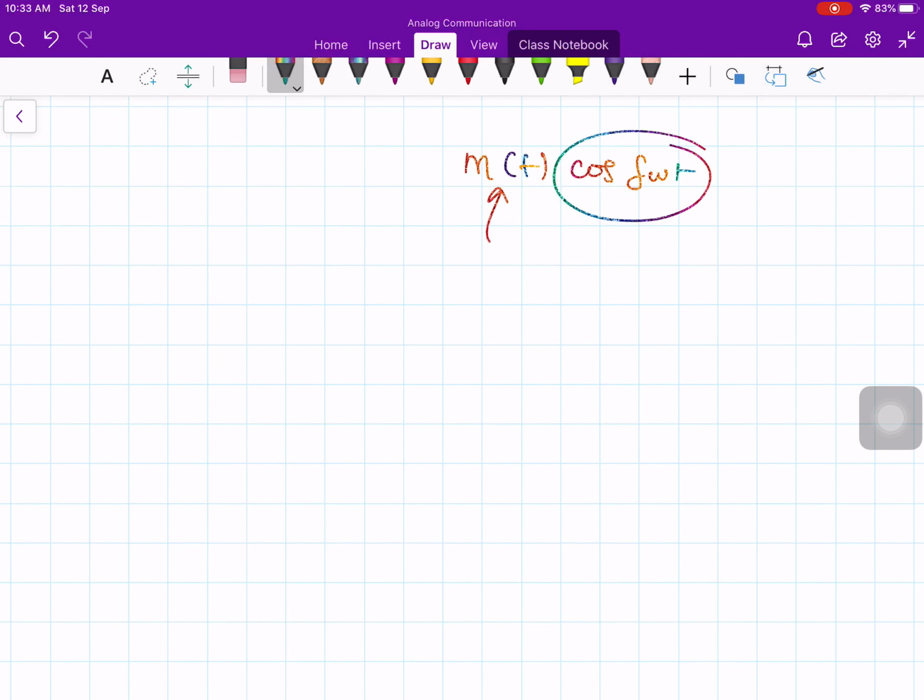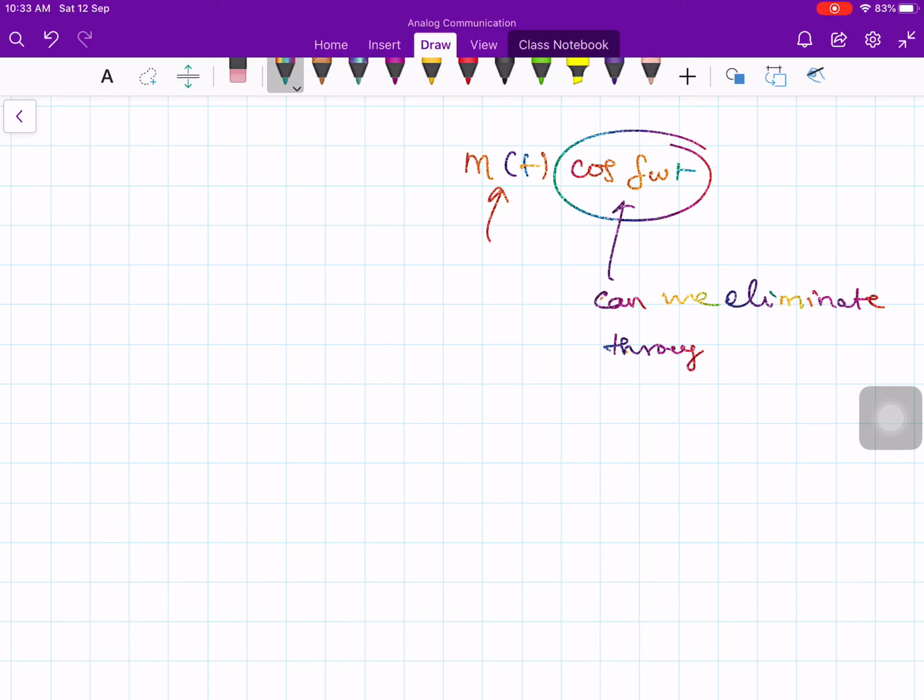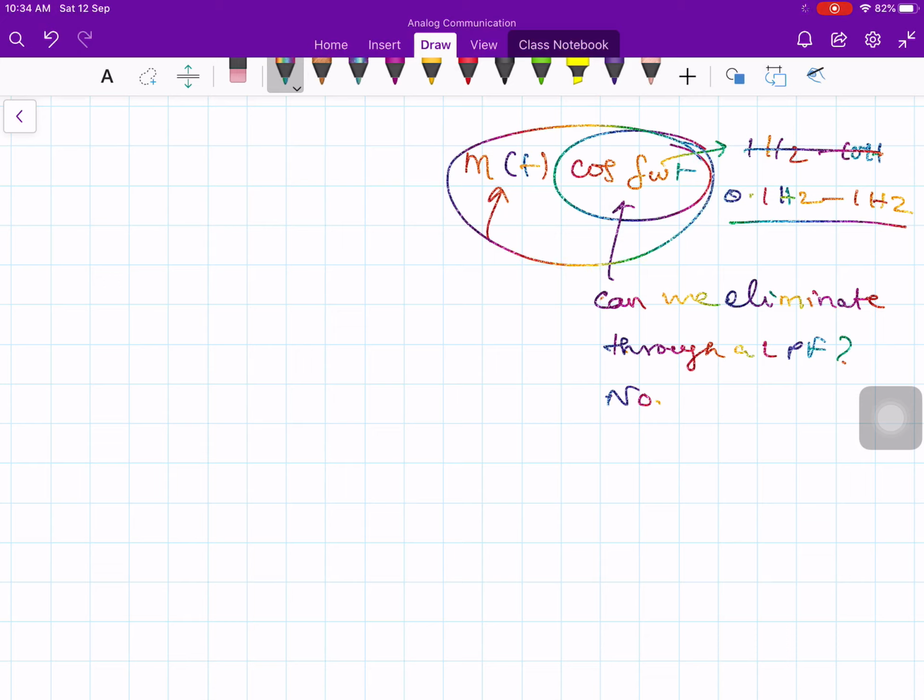And one can ask a question: can we eliminate this through a low pass filter? The answer is no. Why? Because this delta omega is very less, maybe around 1 hertz to 10 hertz, or sometimes people will say 0.1 hertz to 1 hertz. Very less. It's a low frequency, so that low frequency cannot be eliminated by the low pass filter. So please remember that this is again a modulated signal, because the carrier frequency is extremely small.